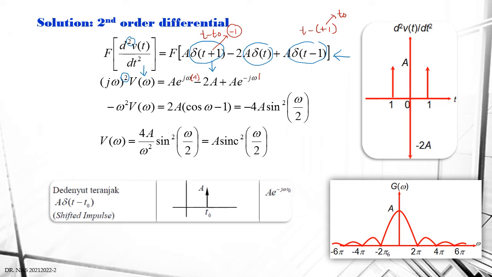Okay, then solve for V(ω). V(ω) equals 4a over ω squared times sine squared (ω/2). In this case, some modification is made. If you use the trigonometric identity, you can use that to simplify the equation.